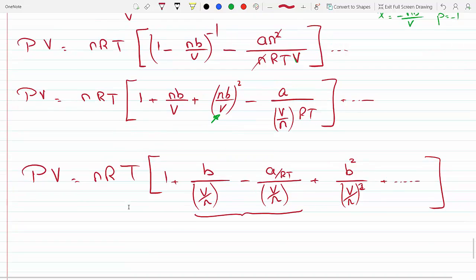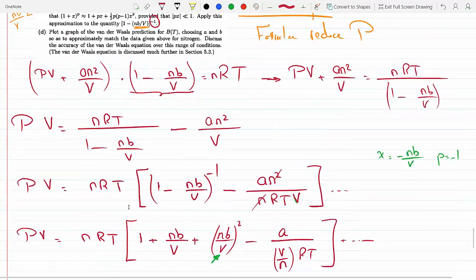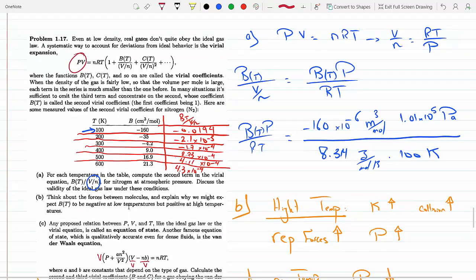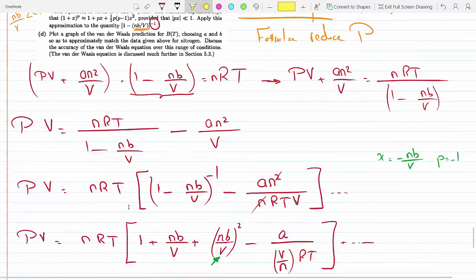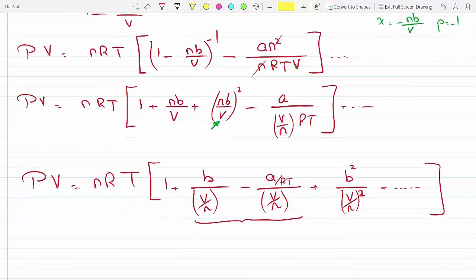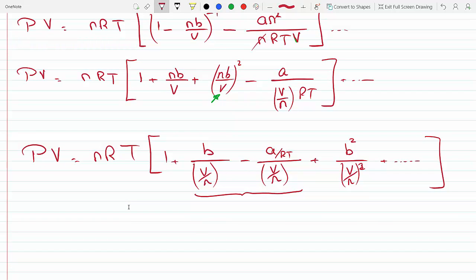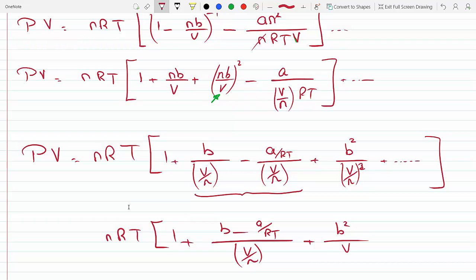Okay, so now if you compare this to the virial expansion, you could see that this guy here has to equal to, I could wait before I do that. Let me combine these two terms. So this is nRT times 1 plus b minus A over RT divided by V over N plus b squared over V over N squared.